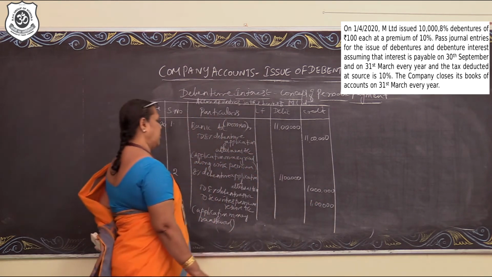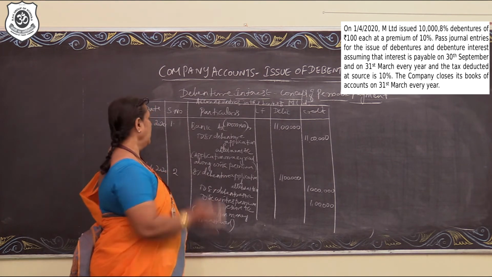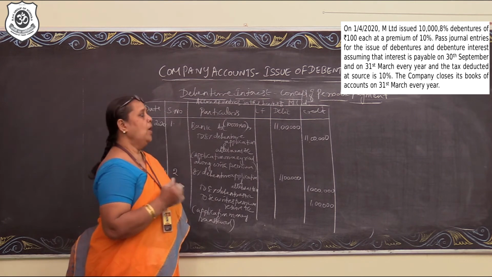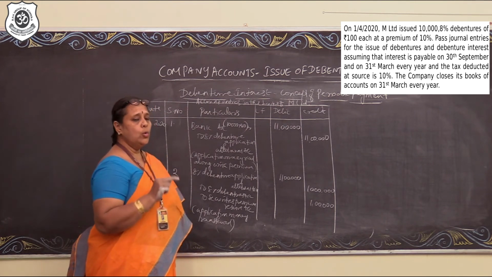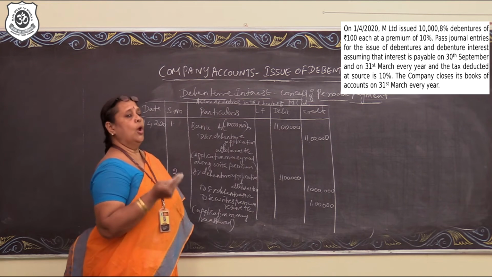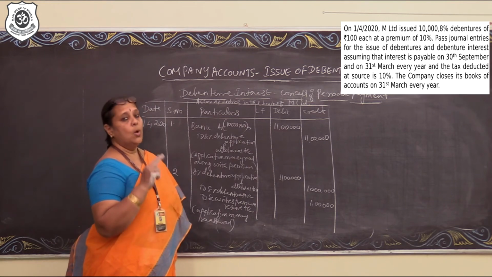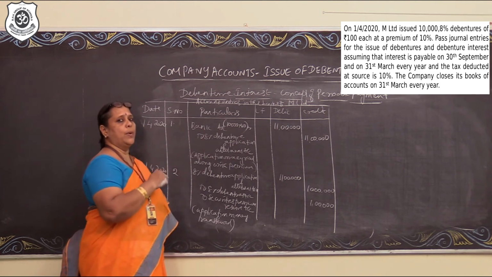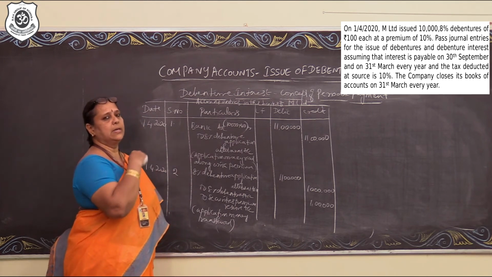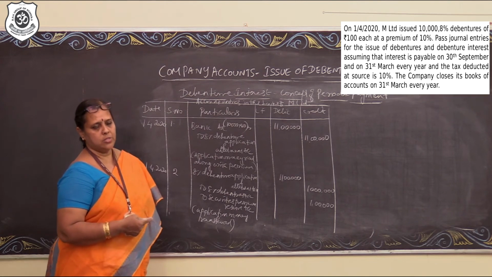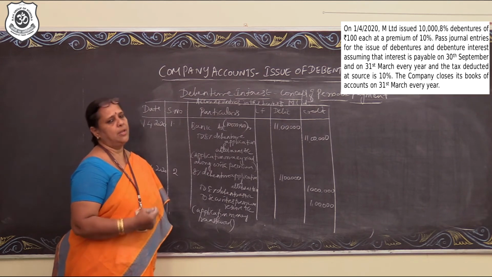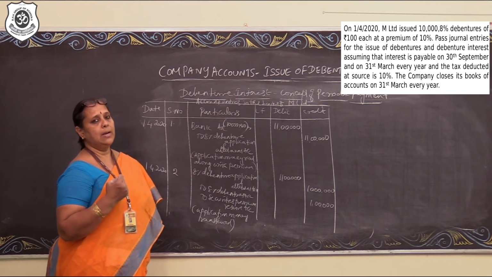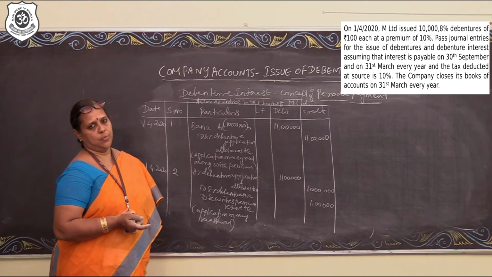Now going further, we have completed 2 entries which are to be passed at the time of issue. Now we shall be having 2 entries on 30th September, 2 entries on 31st of March, both for payment of interest. From examination point of view, you have to pass separate entries on 30th September and separate entries on 31st March.